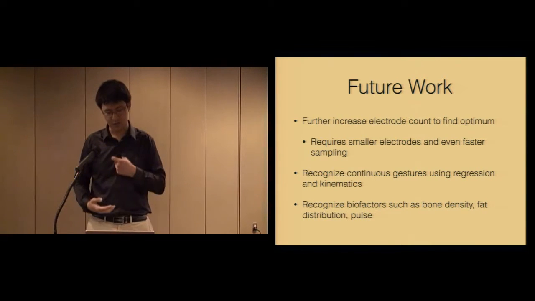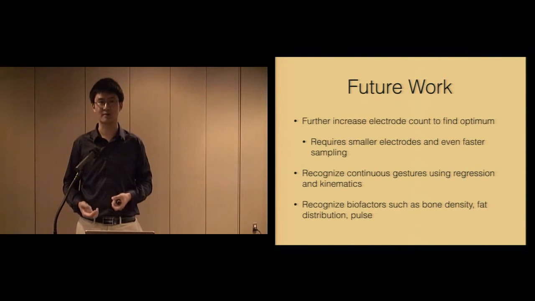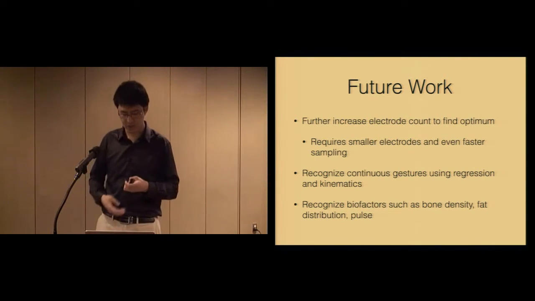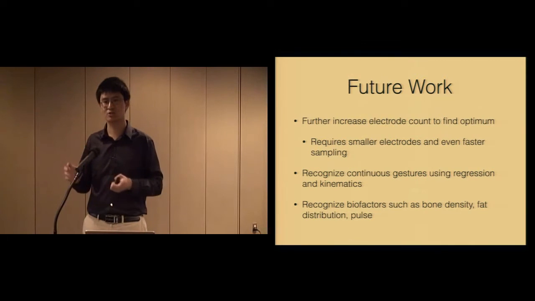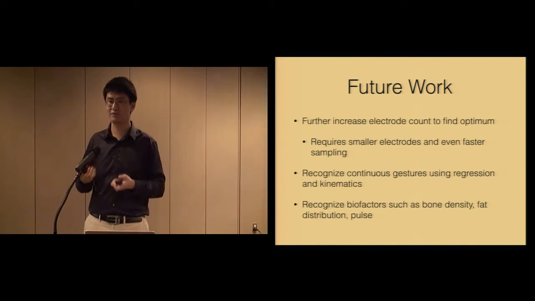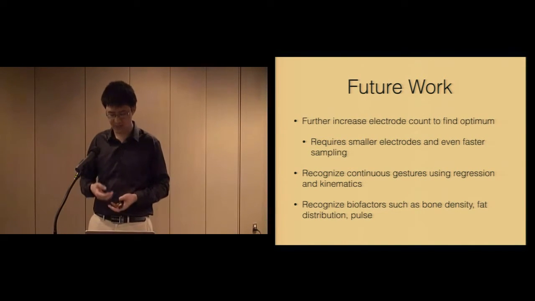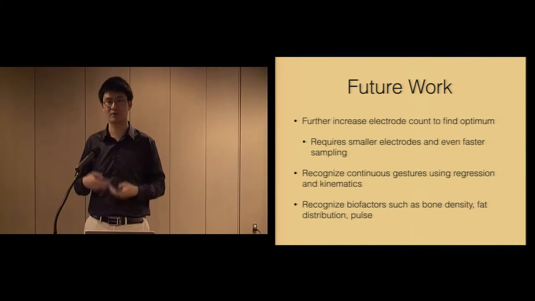We'd also eventually like to do continuous gestures using regression in human kinematics, and maybe eventually extend this to sensing the user's entire hand pose. And finally, we'd like to use EIT to not only sense gestures, but also sense biofactors, like, for example, bone density, fat distribution, pulse rate, etc., for even smarter wearables.